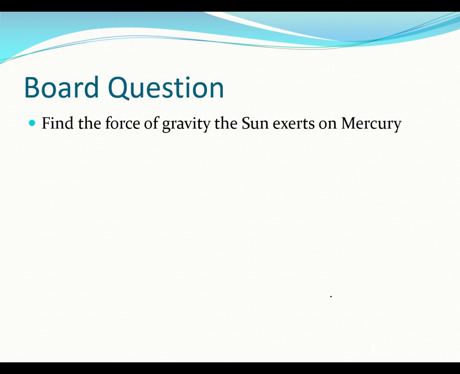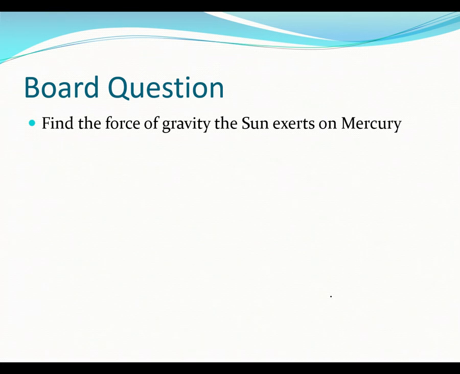So we can draw a little picture. Here's the sun, here's Mercury, right? We want to know the distance between these two objects. So that's going to be the orbital radius. We want the orbital radius, not the radius, right? Because we're not standing on Mercury or anything like that, like the last question. So we can plug in our numbers.